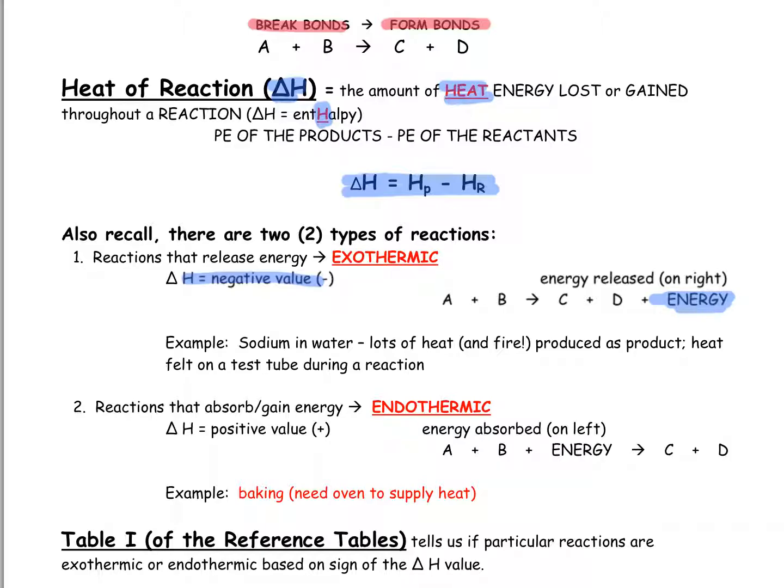Or the opposite, we have endothermic. Reactions that gain or absorb energy have a positive delta H, and we call it endothermic because energy must be added to the reaction. So it's positive because we add it in as a reactant. It gets added into the total reaction. Endothermic: added in, into, endo. An example would be baking. We have to have an oven to supply the heat. There are a lot of possible examples here, and maybe write a few more for yourself.